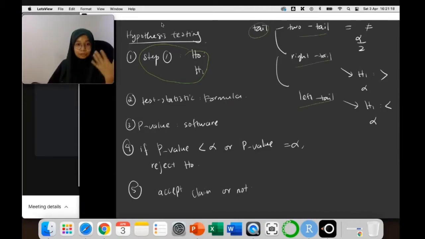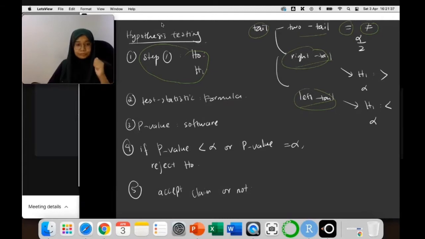Okay, two tail. How do you know that your hypothesis is two tail? You look at the symbol. The symbol is equals and unequals. So it is a two tail. Two tail kat sini maksudnya dia akan ada 2 shaded regions. Okay, right tail, 1 shaded region on the right, left tail, 1 shaded region on the left.